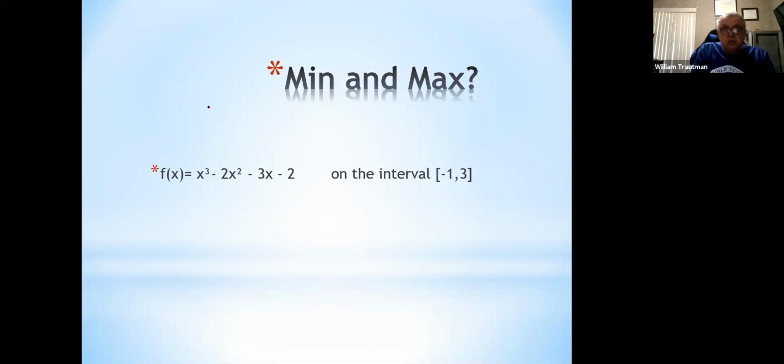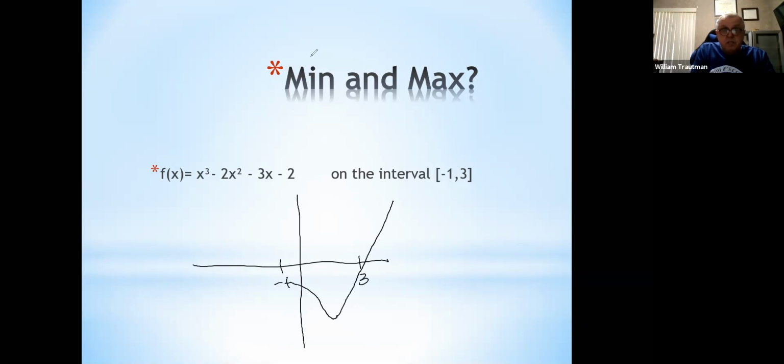So I'm going to try to graph what I see between -1 and 3. Here's -1, here's 3. It looks kind of like this. And this graph actually continues on. And from 3, it continues on also. So we're just looking between -1 and 3. So let's find the minimum value. If you look at this graph, the minimum value is the lowest part of the graph.